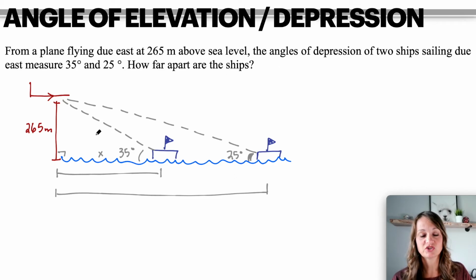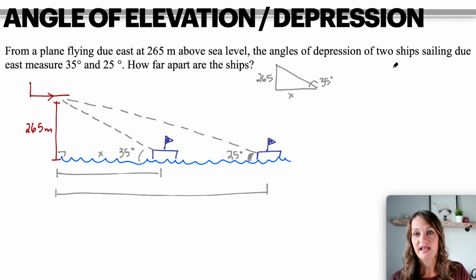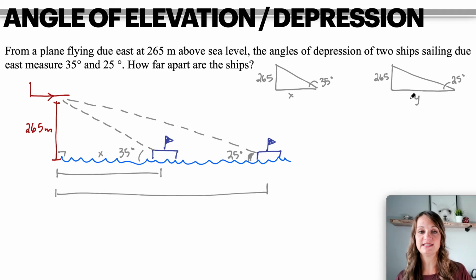So in this case, we are going to have two different triangles. We're going to have the first triangle that is at 35 degrees, and then 265. We want to know that. And then we're going to have the second triangle that measures at 25 degrees, and we'll call that y. So once we find these different distances to the altitude of where that airplane is, we will be able to subtract and we'll find the distance between them. So let's start with this one first.